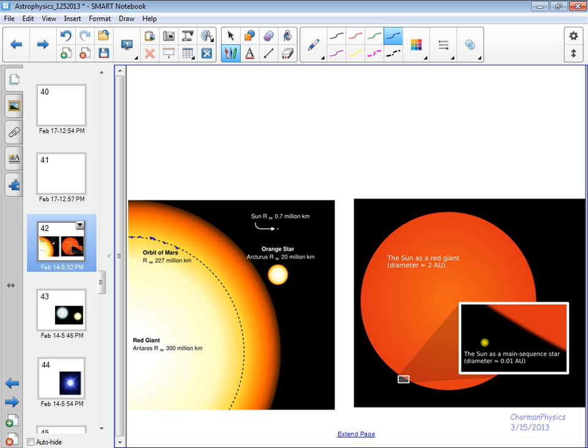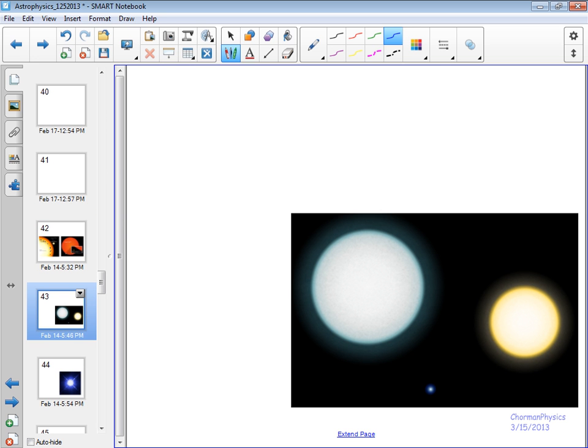Antares here, comparing this to our solar system. This being the orbit of Mars, the red supergiant, absolutely enormous. Okay, and the size of our sun, right there, a little dot.